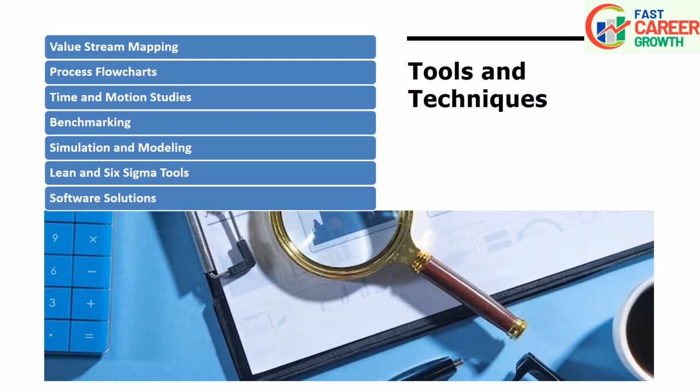Software solutions. Nowadays, there are software tools and solutions designed for process analysis, including cycle time measurement and optimization. These tools often offer automation and data analysis capabilities. These tools and techniques are essential for understanding current processes, identifying areas for improvement, and monitoring progress over time.